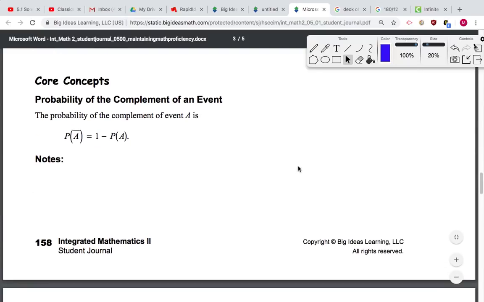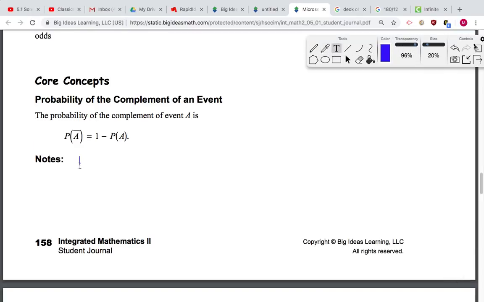Okay. Probability of a complement. A complement is just something not happening. Some examples are flipping a head, not flipping a head; eating a bagel or not eating a bagel. So a complement is just, you have an event, and the complement is that event not happening.